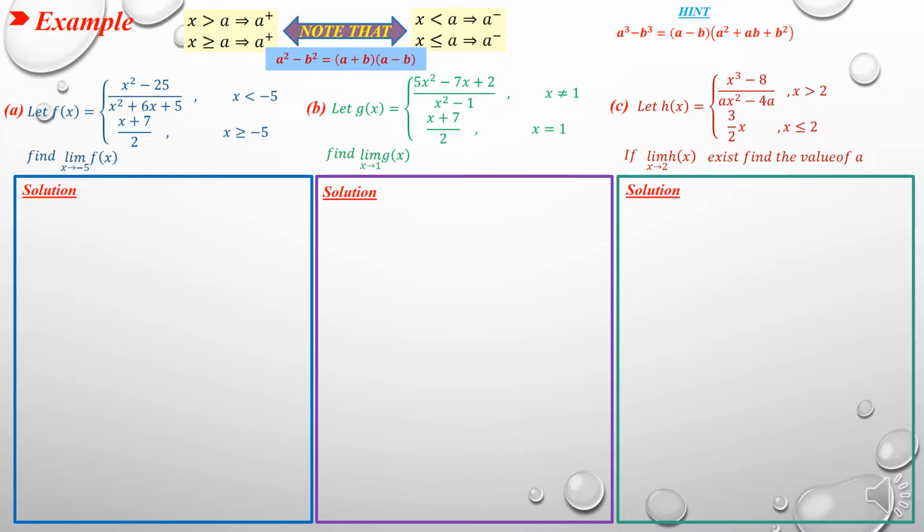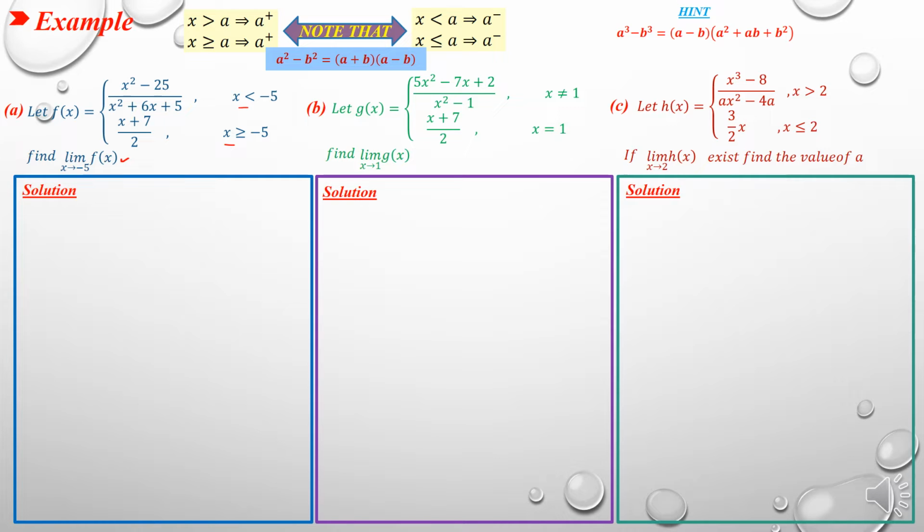Hi everyone, in this video we'll take some limits of piecewise functions. In part A, we have the function f of x equals x squared minus 25 over x squared plus 6x plus 5 when x is less than negative 5. And the second piece is x plus 7 over 2 when x is greater than or equal to negative 5. And you have to find the limit of f of x when x goes to negative 5.